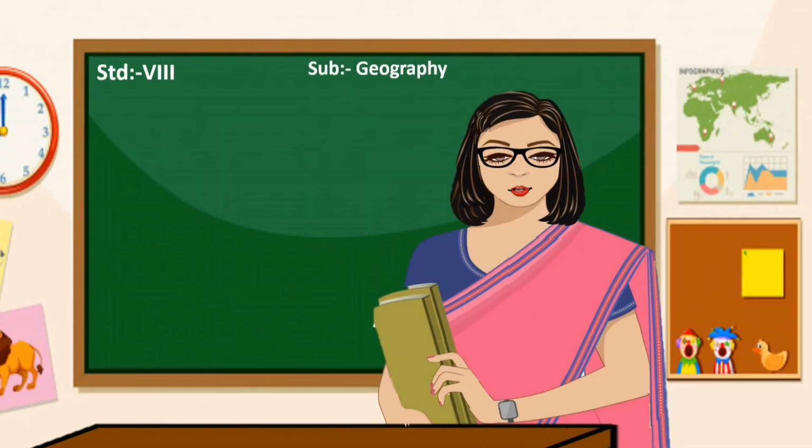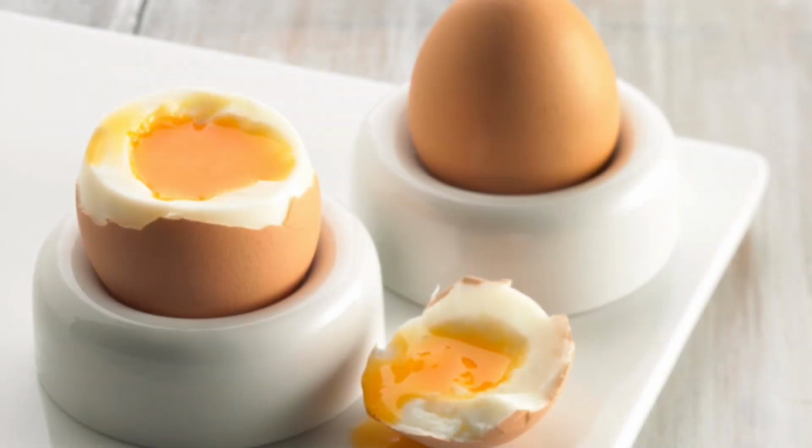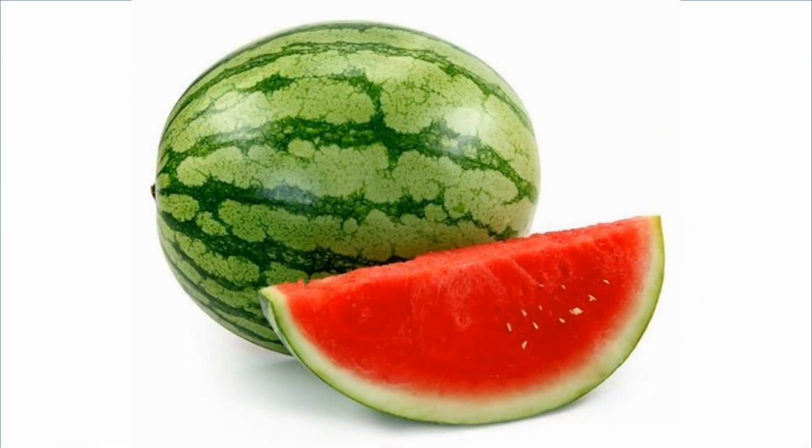Students, if we observe the structure of some of the things around us, we find that those things are completely different from outside and inside. Like this egg. Outside, a thin layer of eggshell, and inside, there are 2 layers of white albumin and yellow yolk. Watermelon. Outside, hard cover, but inside, sweet, cool and juicy red pulp.